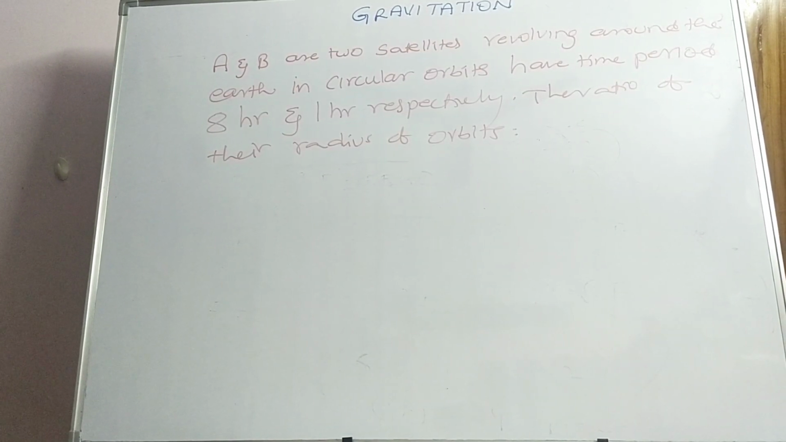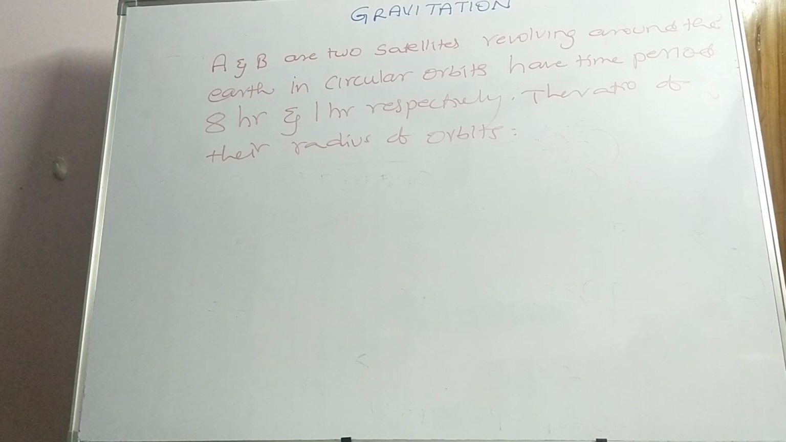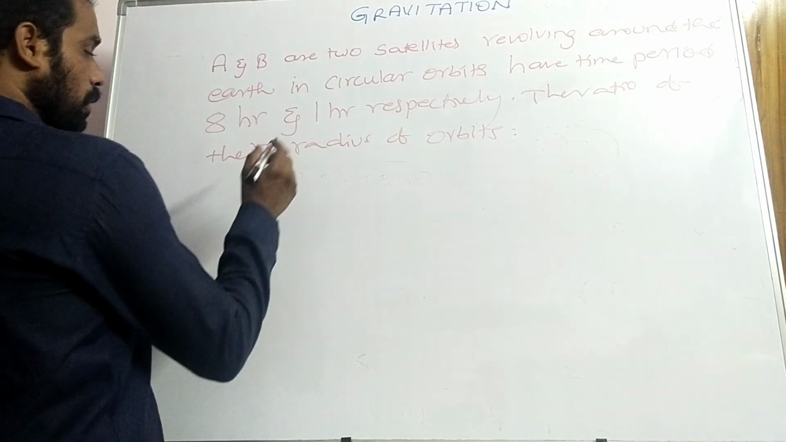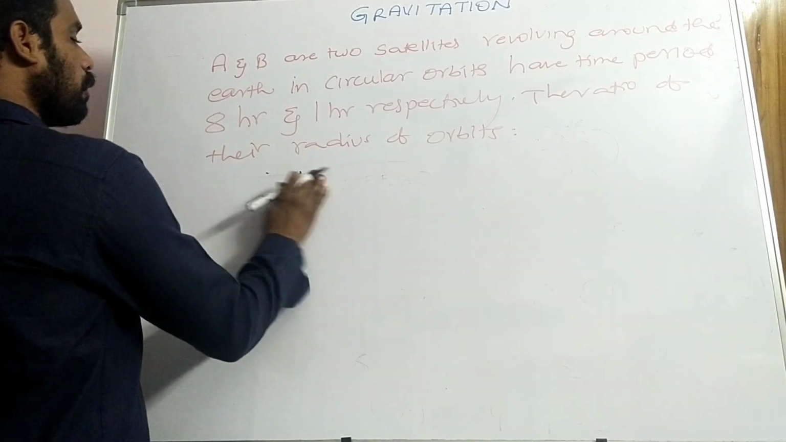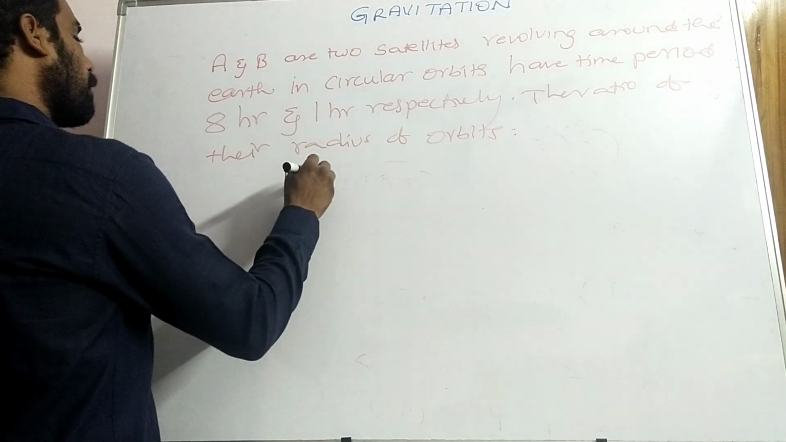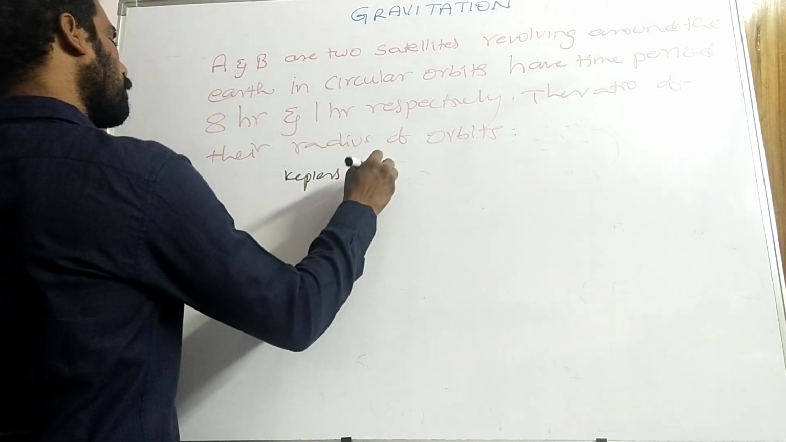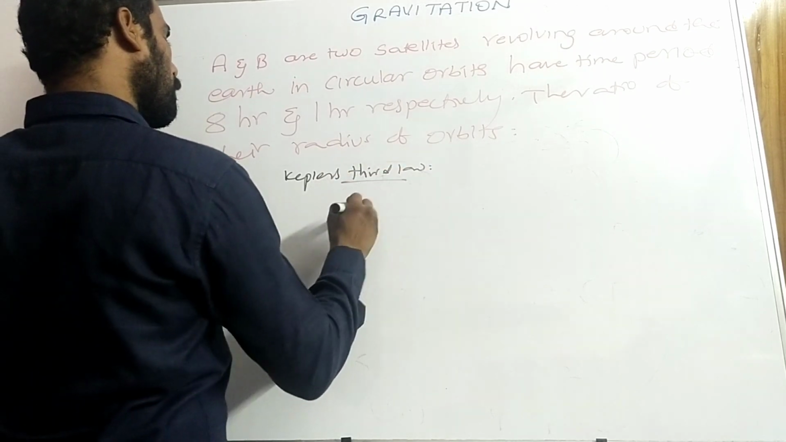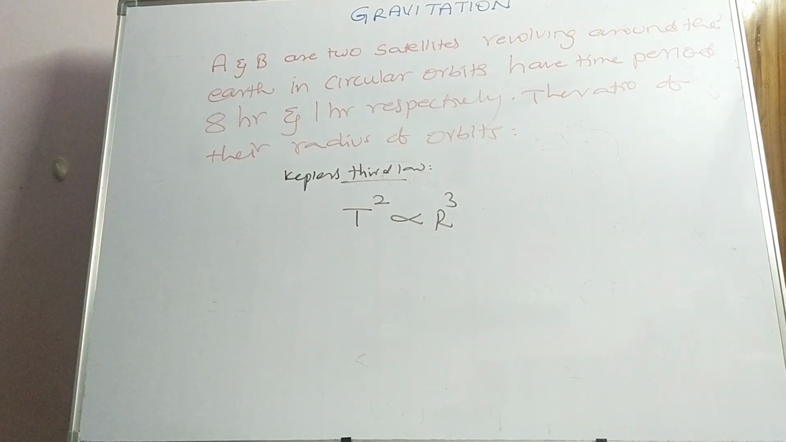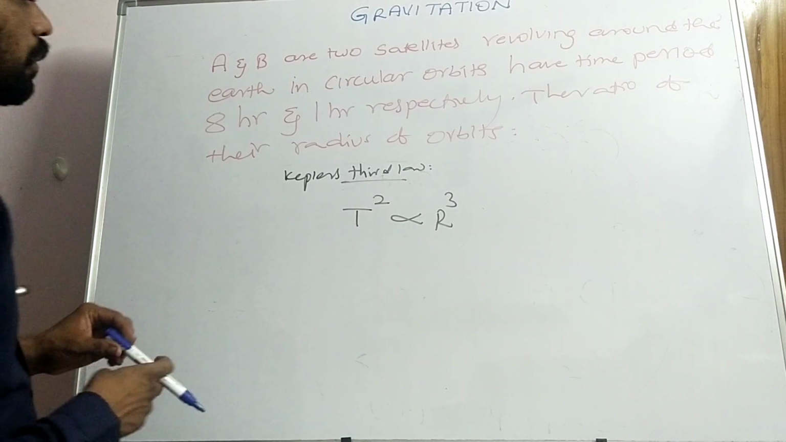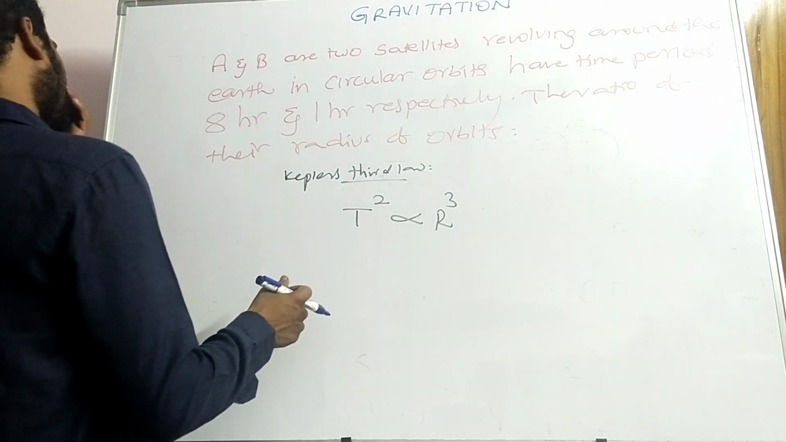A and B are two satellites revolving around the Earth in circular orbits and have periods of 8 hours and 1 hour respectively. Find the ratio of the radii of the orbits. So it is according to Kepler's third law: T square is directly proportional to R cube. The square of the time period is directly proportional to the cube of the semi-major axis or radius vector.